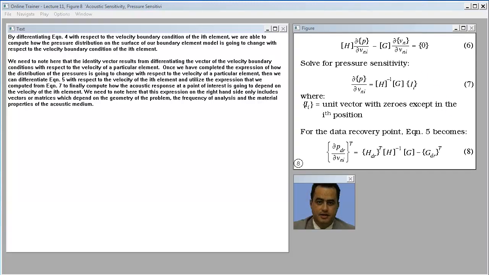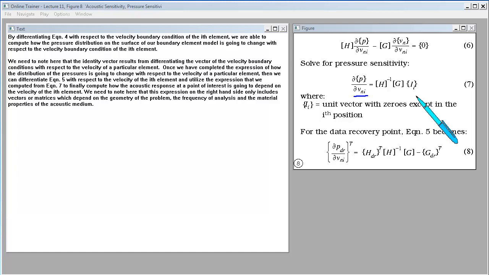By differentiating equation 4 with respect to the velocity boundary condition of the ith element, we are able to compute how the pressure distribution on the surface of our boundary element model is going to change with respect to the velocity boundary condition of the ith element. We need to note here that the identity vector results from differentiating the vector of the velocity boundary conditions with respect to the velocity of a particular element.